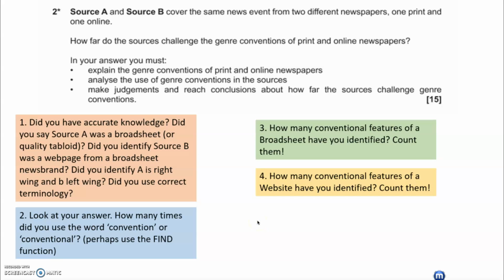When you've done that, now do the opposite. How many features of a website did you identify? Did you correctly say that websites would normally have interactive content, encourage audience participation, they might have these kind of features, etc.? Did you identify that?